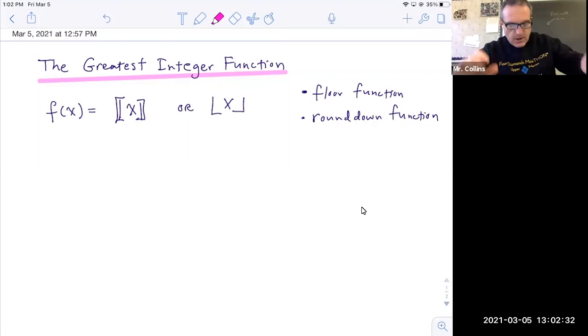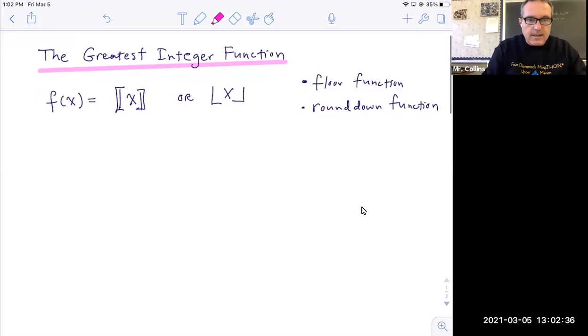Hey guys, we're talking about discontinuities in pre-calc class, and I thought we'd look at one function that I sometimes cover. I don't know if this year I'm going to be able to get to it, but it's called the greatest integer function. It's a very unique function.